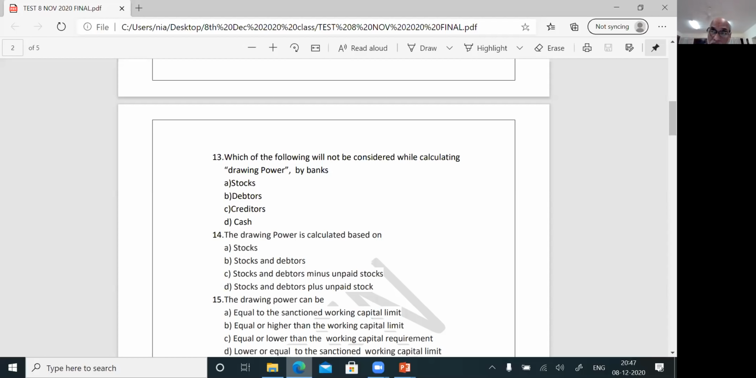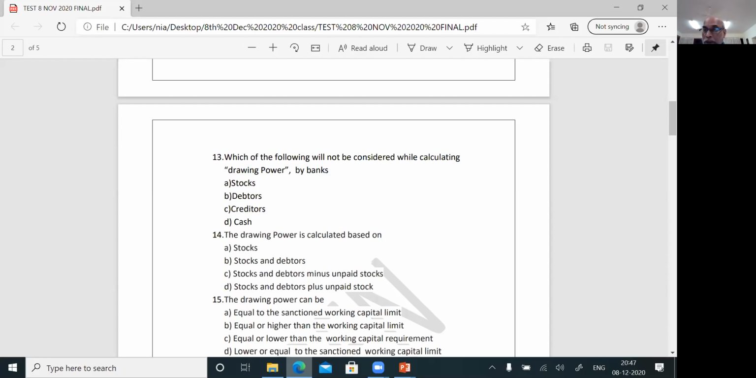If he has already drawn 100 lakhs, you will ask him to reduce it. You will ask him to bring money and reduce it. Again, I repeat: limit and drawing power. There is a concept called notional drawing power that we will see when the mathematics exam comes. So limit, drawing power. The drawing power will be either equal to the limit or less than the limit.